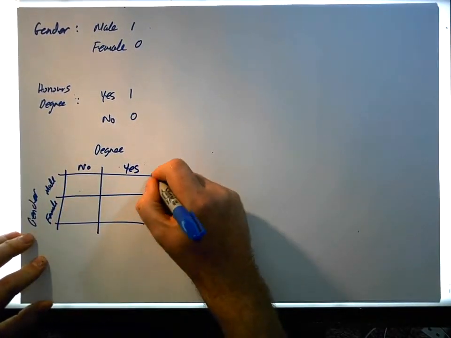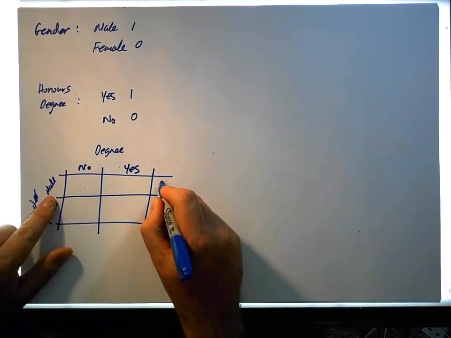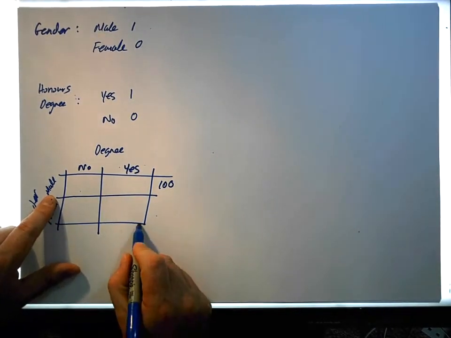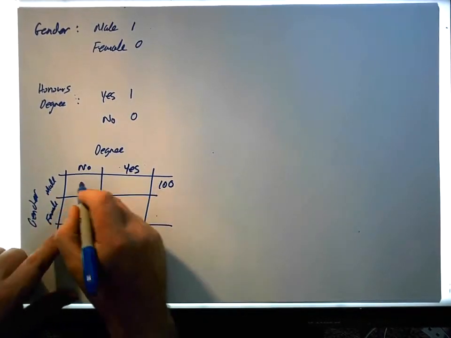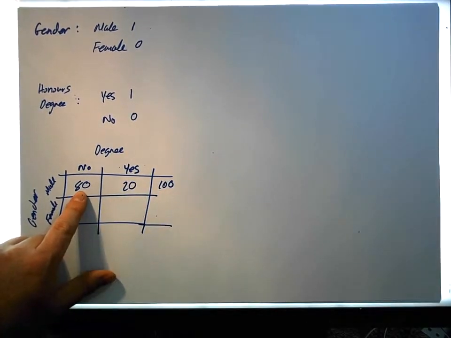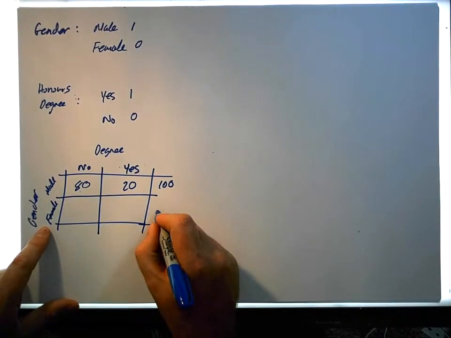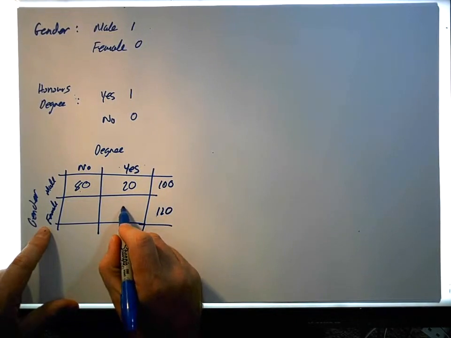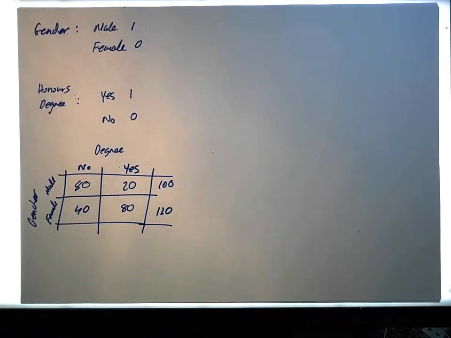And let's say for argument's sake that there were 100 males. Of the 100 males that were surveyed, 80 of them didn't hold an honors degree and 20 of them did. And of the females surveyed, let's say there were 120 females, and 80 females held an honors degree and 40 didn't hold an honors degree.